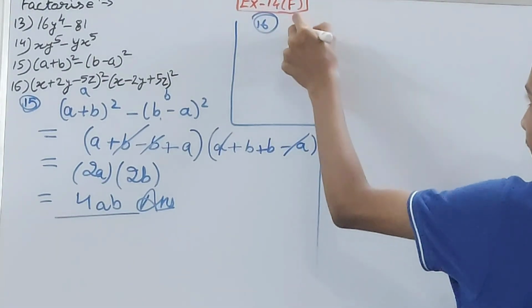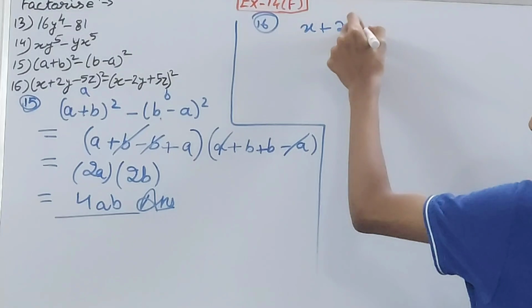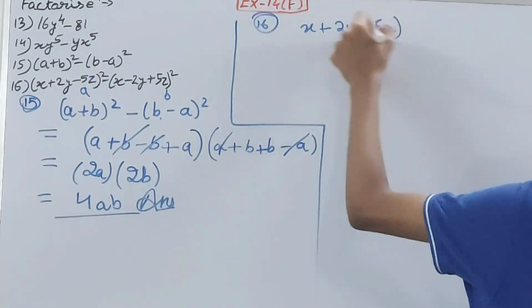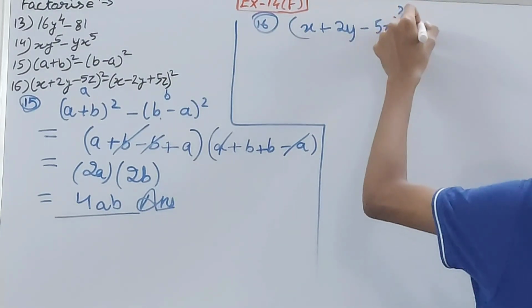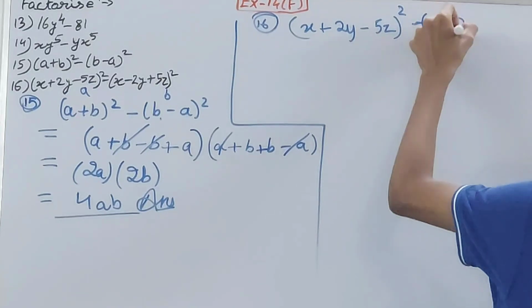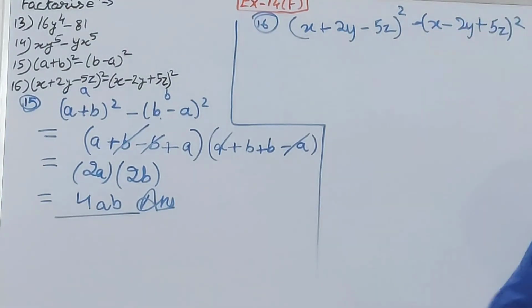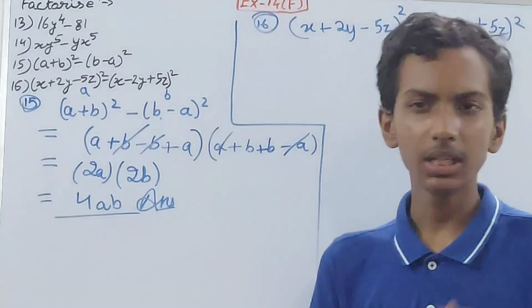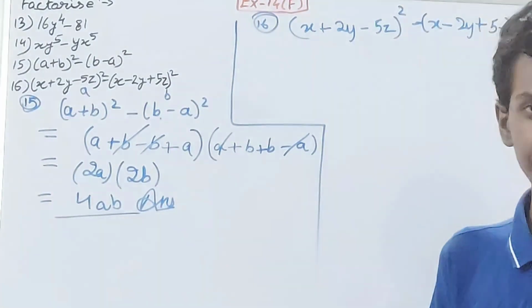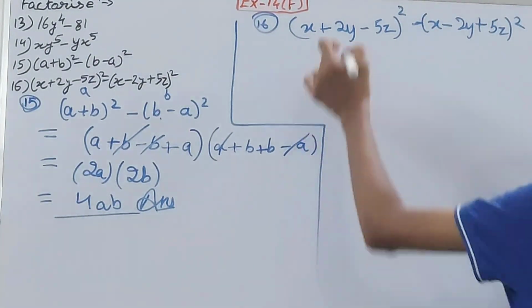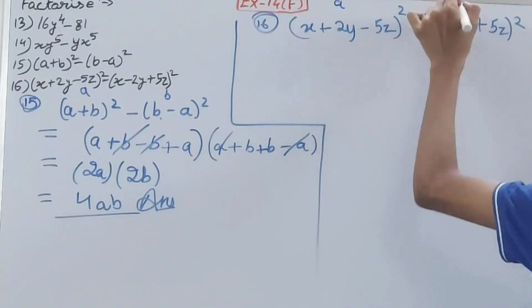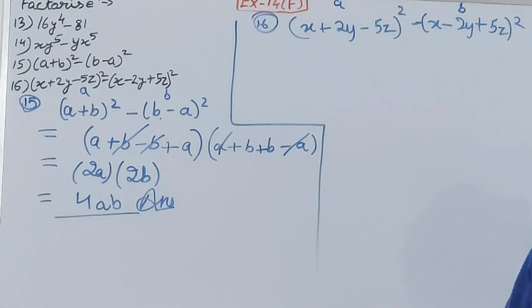We have x plus 2y minus 5z whole square minus x minus 2y plus 5z whole square. This is what you have here. Now see, in this expression also same identity will be used. This is a, this part is b. Clear? Now you can solve it further on.